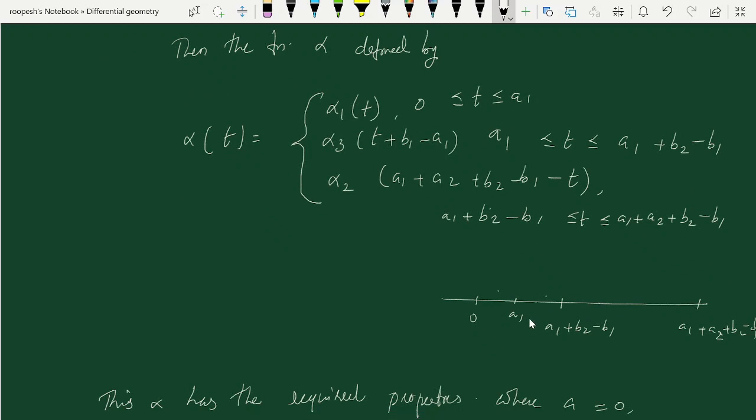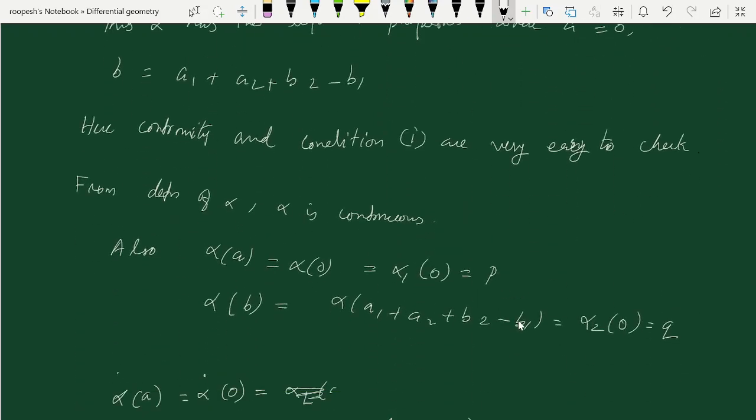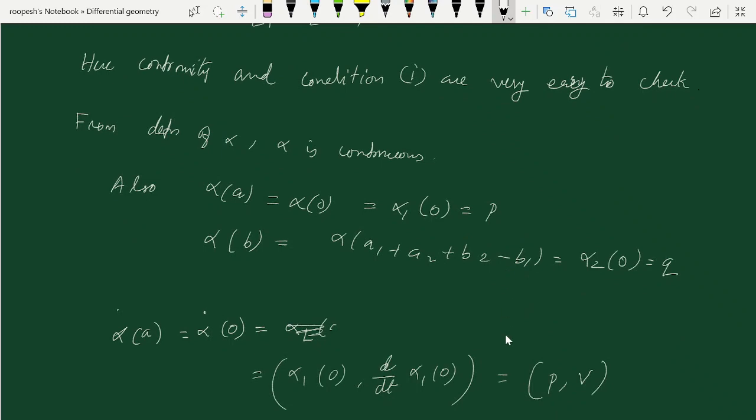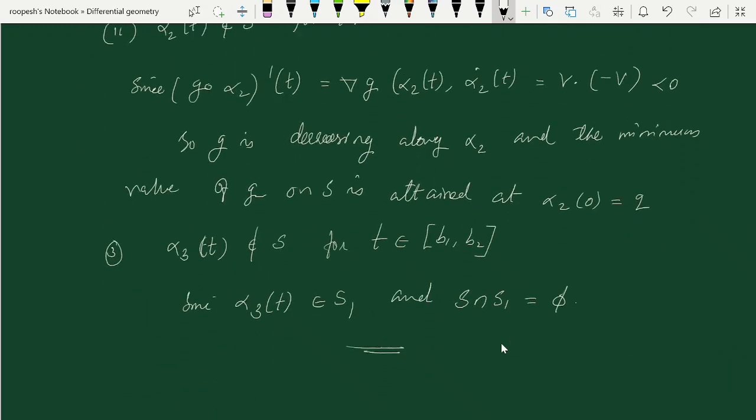So from 0 to a1, remember this interval, it is alpha 1, a1 to this it is alpha 3, and from this to here it is alpha 2, right? Now this alpha satisfies all our requirements. So hope you understood how we are constructing alpha. I'm winding up here. Thank you for your patient listening.